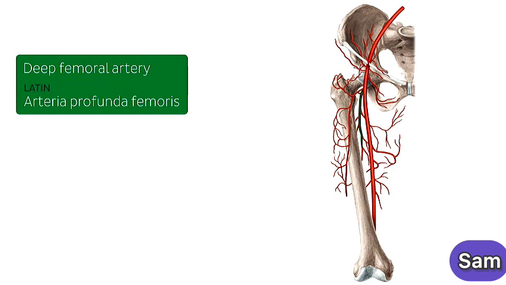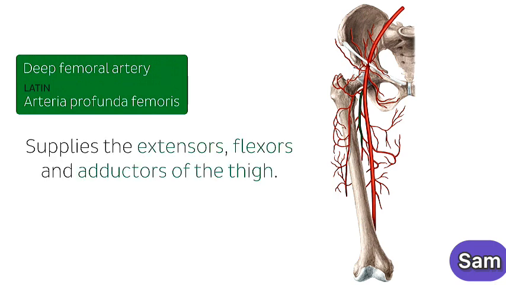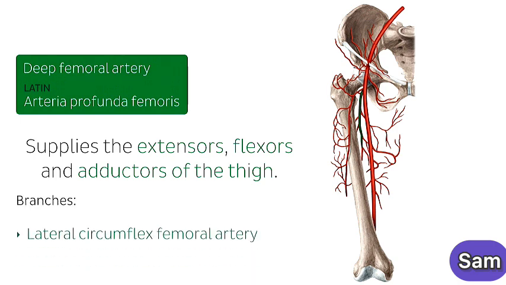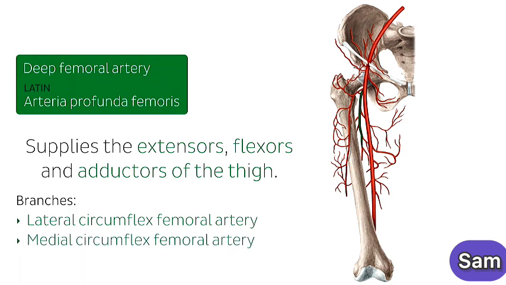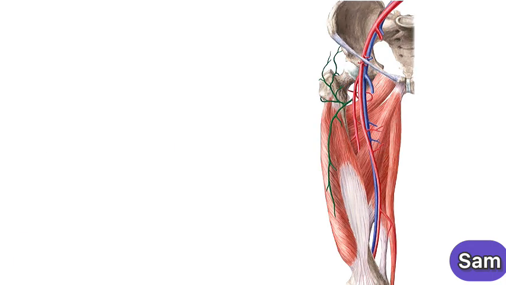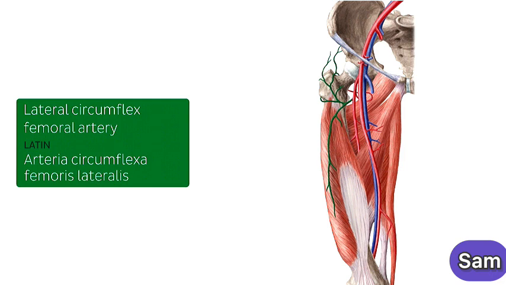The deep femoral artery is the main blood supply to the muscles that extend, flex, and adduct the thigh, and is therefore referred to as a muscular branch of the femoral artery. The deep femoral artery itself gives off many branches, including the lateral circumflex femoral artery, the medial circumflex femoral artery, and the perforating arteries. Let's have a look at the most important of these arteries, the lateral circumflex femoral artery.